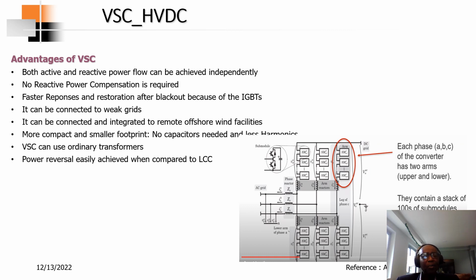Also, power reversal can be achieved easily compared to line commutated converters. For line commutated converters or current source converters, the polarities of the cables have to be physically changed before power reversal can be achieved. Compared to voltage source converters, it can be done through controls.